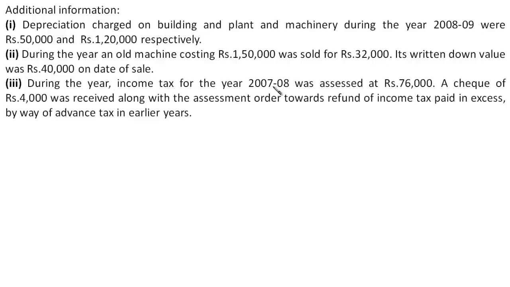During the year, the income tax for the year 2007-8 was assessed at 70,000. A cheque of 4,000 was received along with the assessment order towards refund of income tax paid in excess by way of advance tax in earlier years. I read this again. During the year, income tax for the year 2007-8, I mean we are talking about year 2008-9. So the income tax for the year 2007-8 was assessed at 70,000. Okay, so the tax was assessed at 76,000. I'm sorry, 76,000. Now let's go back to the question once again.